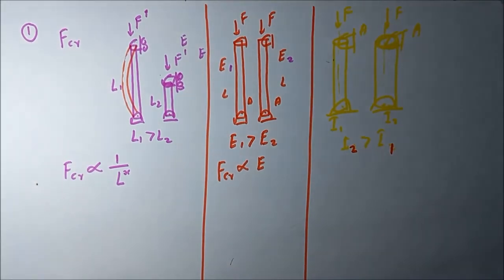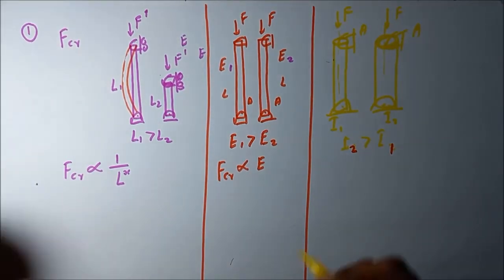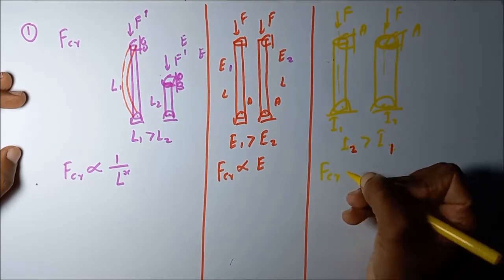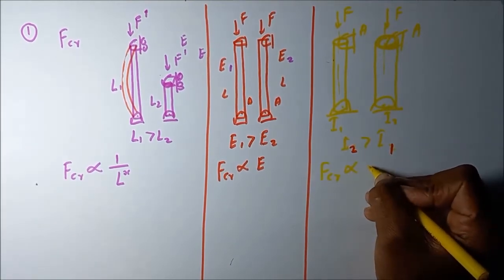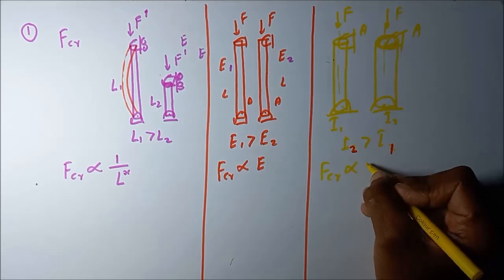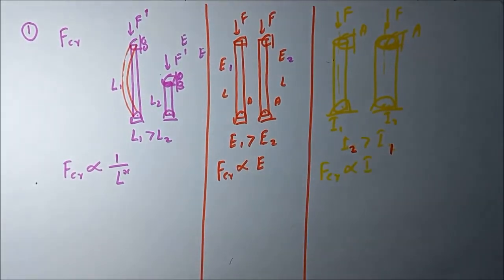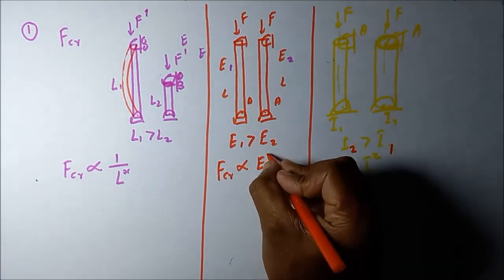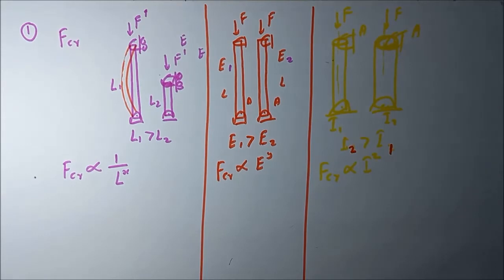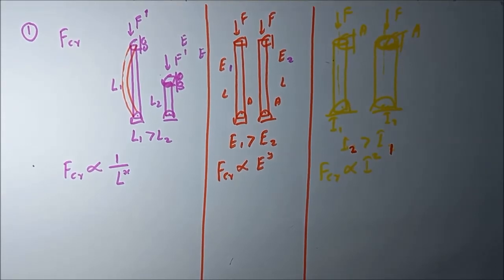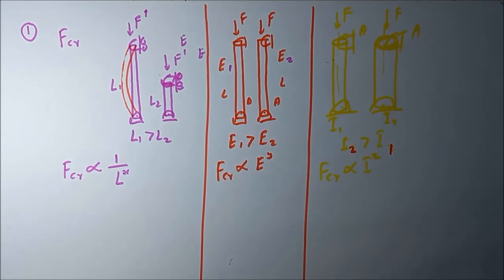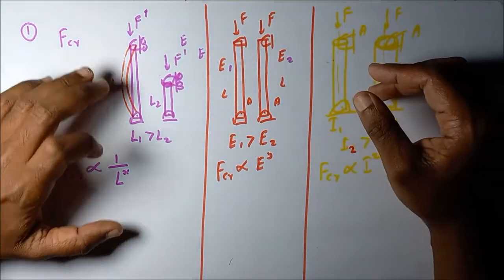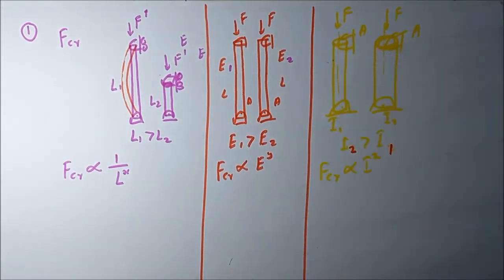Then we can say another relationship. Critical buckling load is proportional to the I value of the structure. Let's take this component as Z, and let's take this as Y. Then here we have defined three different situations we considered. These are the factors affecting the buckling load.